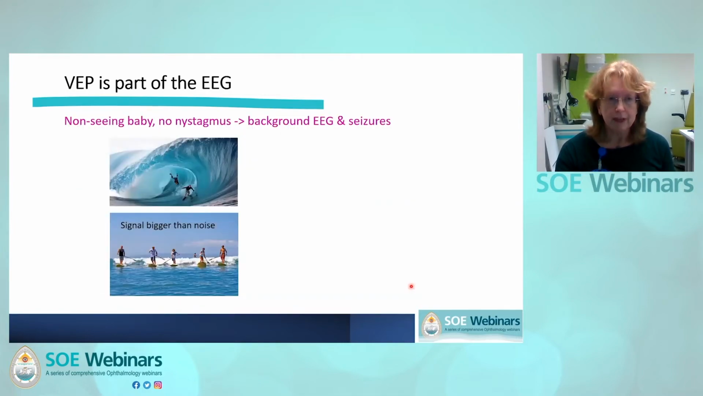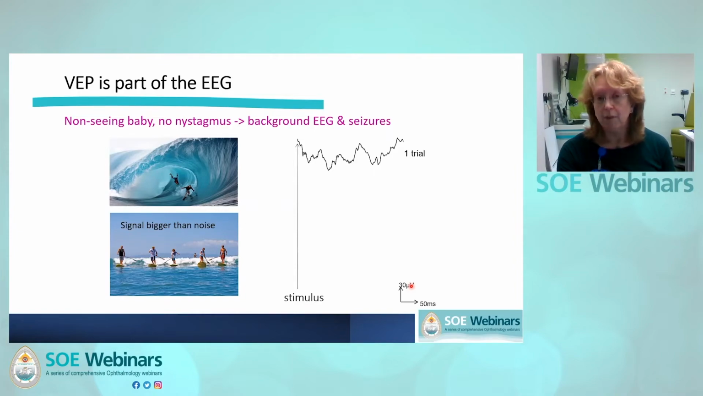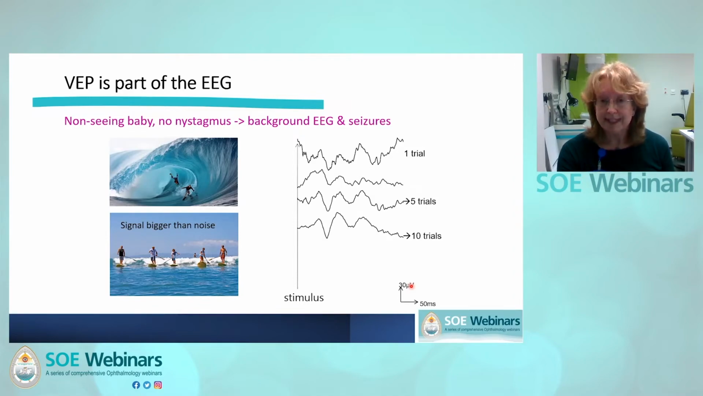But there is a note here, particularly for neurodegenerative diseases, that the VEP is part of the EEG. And if we have a non-seeing child who has no nystagmus with background EEG and seizures, that is something we must consider. So if we have a flash stimulus here, we take a certain amount of time of EEG afterwards, but it looks very random. We repeat and repeat and repeat until all the random activity cancels out and that time lock to the stimulus appears. And this is the pattern reversal VEP, for example.